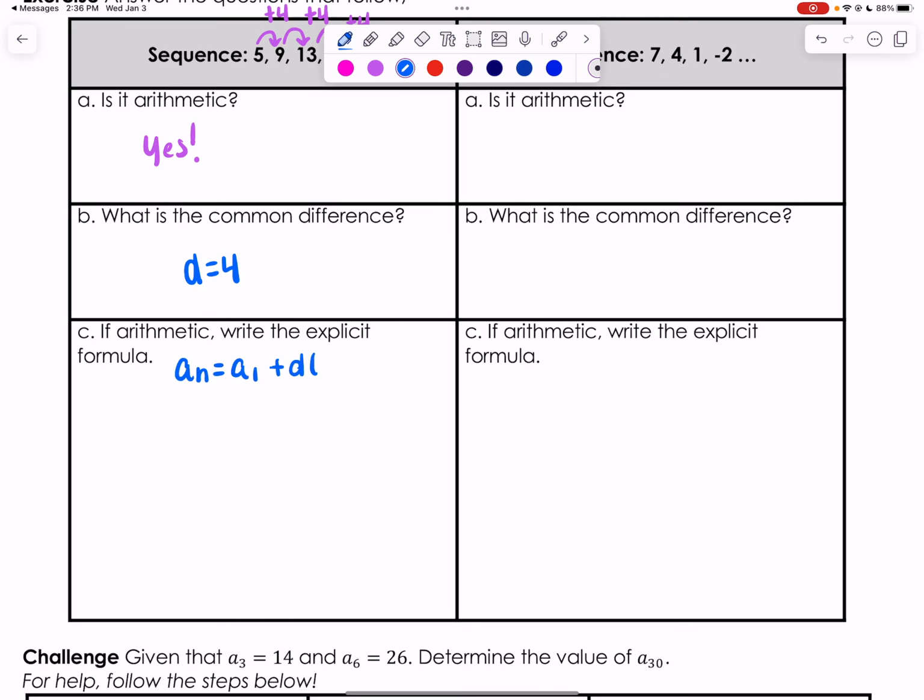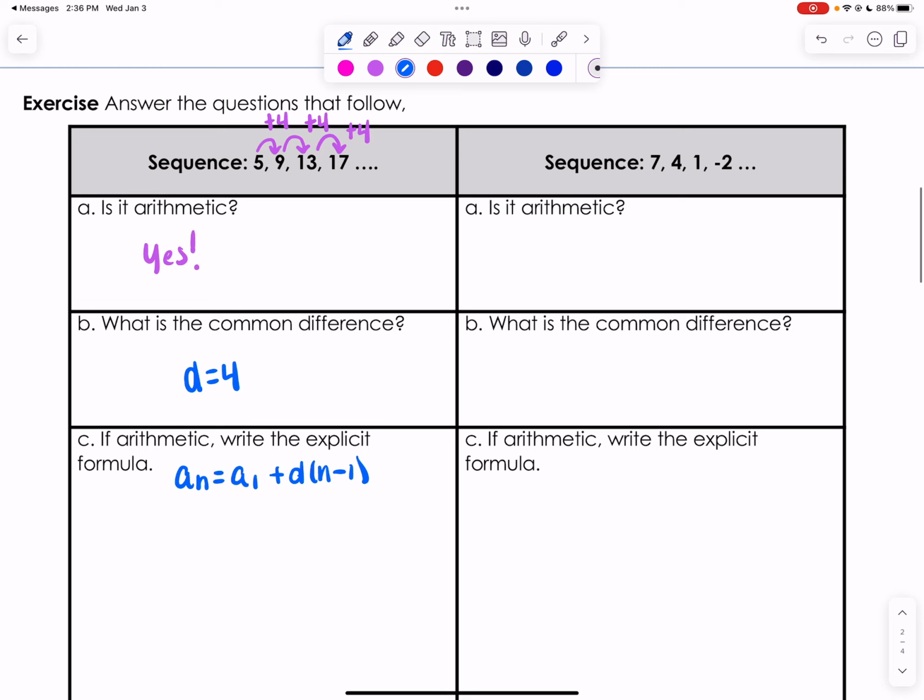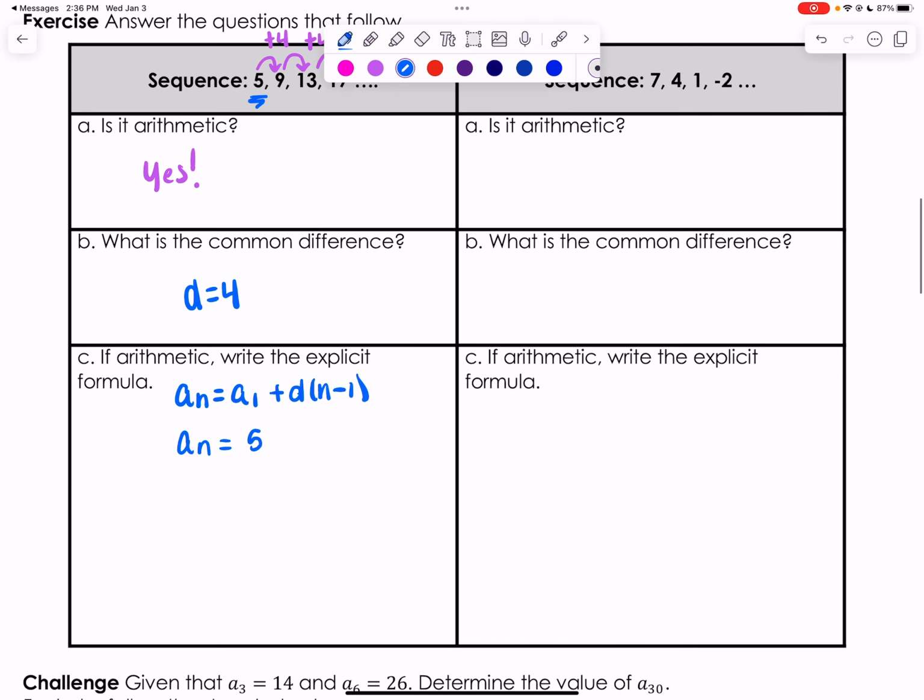And now we just plug in our known information. So we know what our first term is. Our first term is a 5. Our common difference is the number we're going up by each time, and we said that was a positive 4. And then we just have n minus 1.